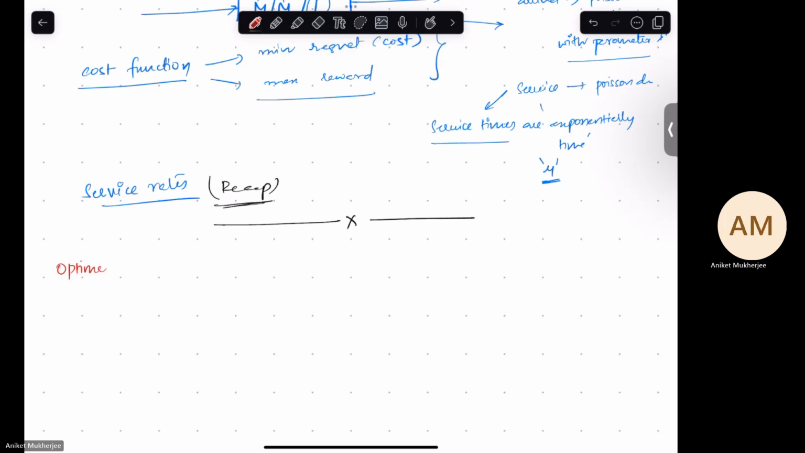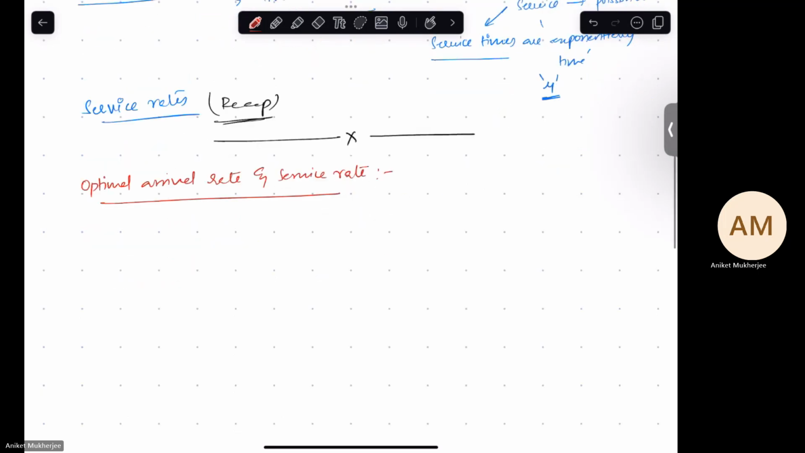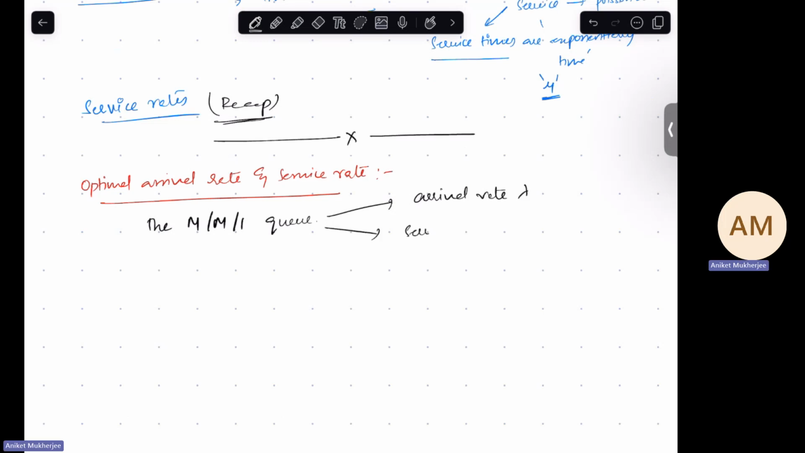So now we have optimal arrival rate and service rate. So again, we will consider the M/M/1 queue, and your arrival rate is lambda, and service rate is mu, and both are your decision variables.